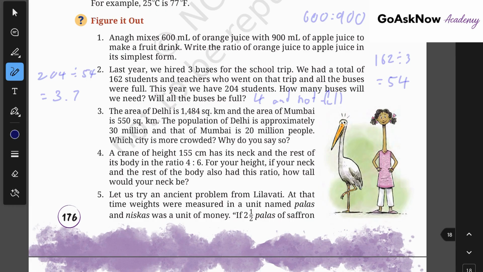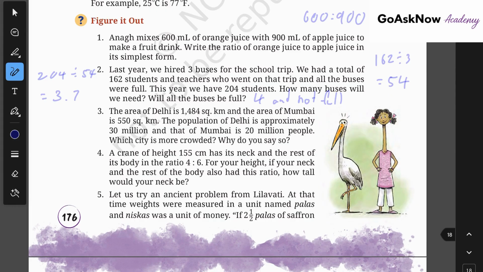Next question. The area of Delhi is 1,484 square kilometers, and the area of Mumbai is 550 square kilometers. The population of Delhi is approximately 30 million, and that of Mumbai is 20 million people. Which city is more crowded? Why do you say so?